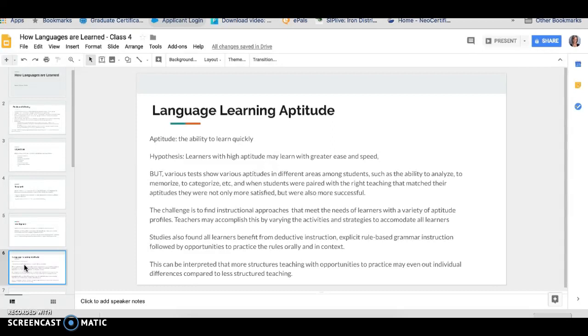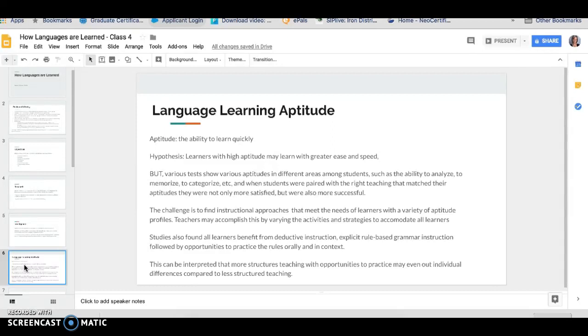Studies have also found that all learners benefit from deductive instruction, which means explicit rule-based grammar instruction followed by opportunities to practice. So one of the huge studies that was done with aptitude looked at 3 different kinds of instruction, and I think this was a study in New Zealand. But it talked about deductive instruction. So they had 3 different groups, and the deductive group, just like it says here, received explicit rule-based grammar instruction followed by opportunities to practice the rules that they had just learned, in context and with lots of oral practice.